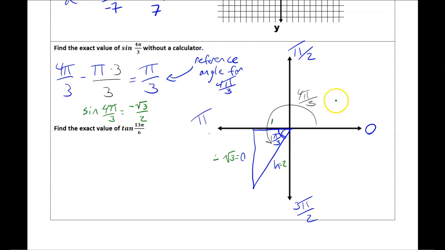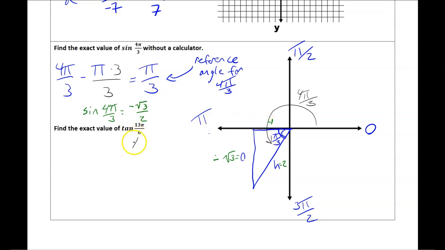So this is how we evaluate these. We draw the triangle, right? We draw a reference triangle that is a special triangle. But the trick here is we also have to consider the sign. So when I'm coming down here, I have a negative y value. My hypotenuse is always positive. In fact, if I had done cosine, my 1 here would be negative as well, based on the quadrant that we're in.